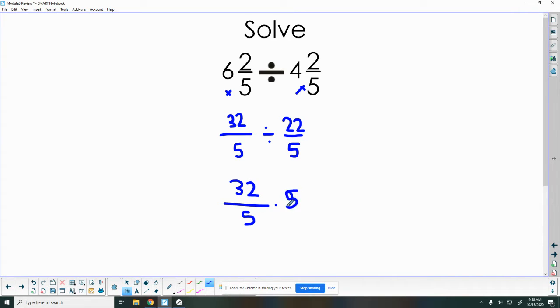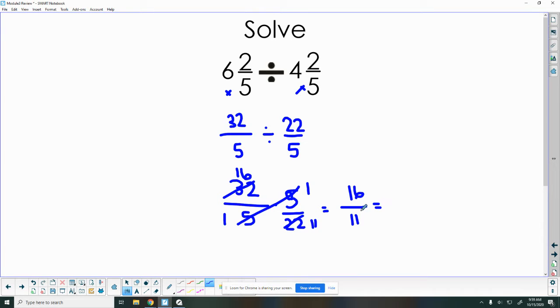This is where I use that multiplicative inverse. We want to do some simplifying by the greatest common factor first. 5 and 5 have a common factor of 5. 5 divided by 5 is 1. 5 divided by 5 is 1. 22 and 32 also have a common factor of 2 because they're both even. 22 divided by 2 is 11. 32 divided by 2 is 16. So 16 times 1 is 16. 1 times 11 is 11.